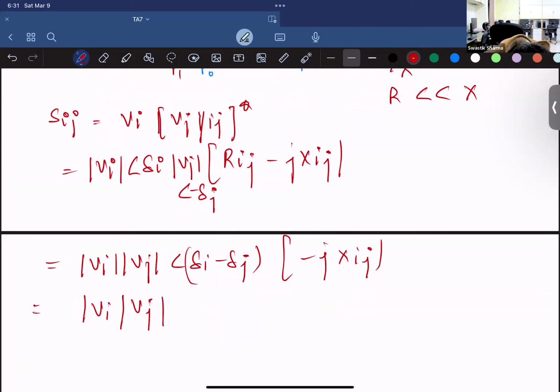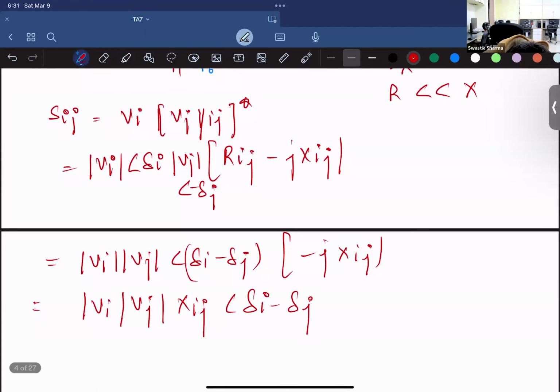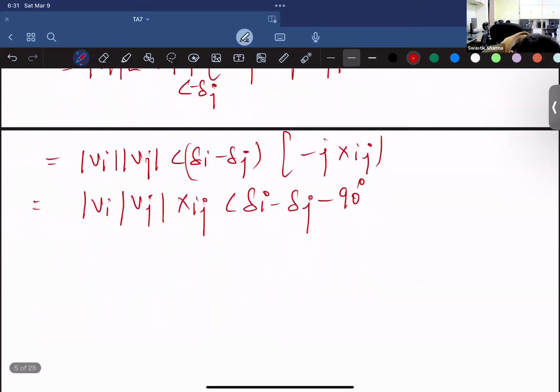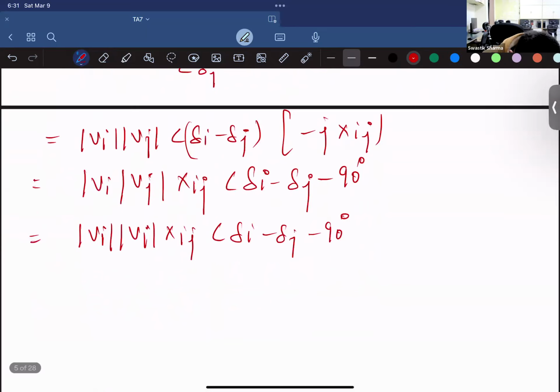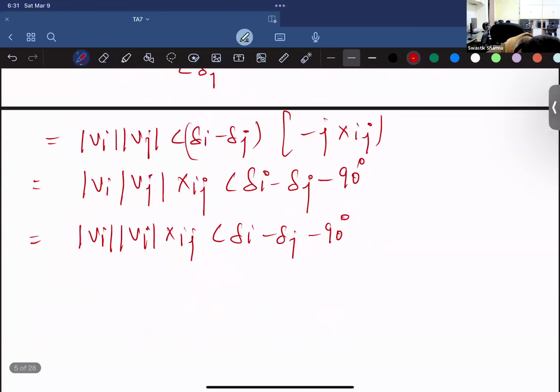Xij and angle. So minus delta I is nothing but minus j is what? How can I write minus j in polar coordinates? Minus 90 degree. Yes. So your term will look something like this: Vi, Vj, Xij, angle of delta I minus delta j minus 90 degree. Now this is your Sij.